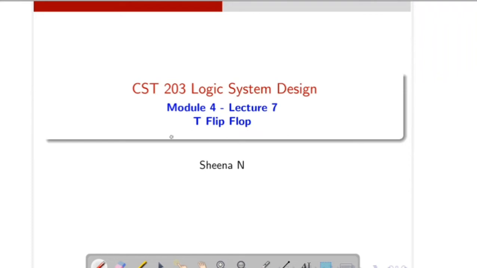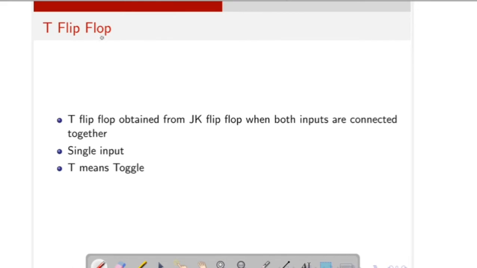Hi students, in this video we will study T flip-flop. Okay, what is a T flip-flop? You know the JK flip-flop? When the inputs of the JK flip-flop are connected together, it is called a T flip-flop. That means T flip-flop is obtained from JK flip-flop when both inputs are connected together. So the T flip-flop has only a single input and that input is called the T, and T means toggle.